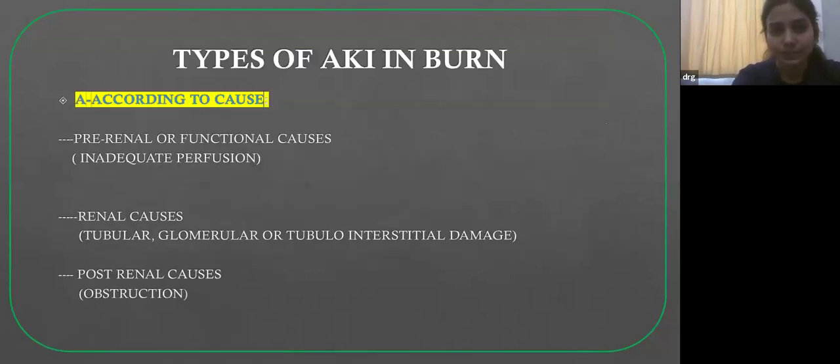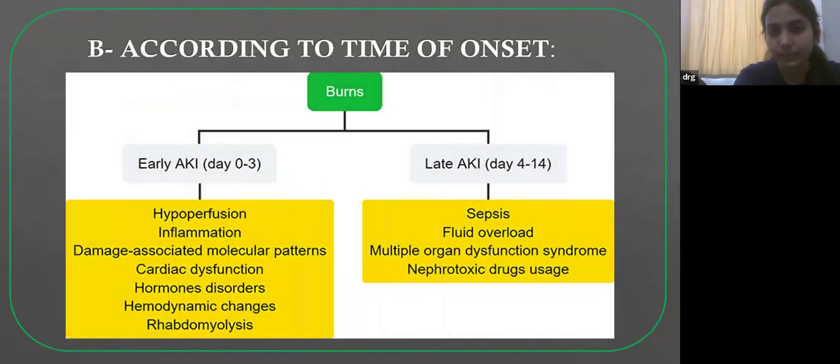The types of acute kidney injury: according to the cause, there are three: prerenal or functional causes because of inadequate perfusion, renal causes because of tubular or glomerular injury, and postrenal causes. And according to timing, early within 3 days and late after 4 to 14 days. The causes of early AKI are hypoperfusion, inflammation, damage associated molecular patterns, cardiac dysfunction, hormone disorders, hemodynamic changes, and rhabdomyolysis. Causes of the late AKI are sepsis, fluid overload, multiple organ dysfunction syndrome, and nephrotoxic drug usage.